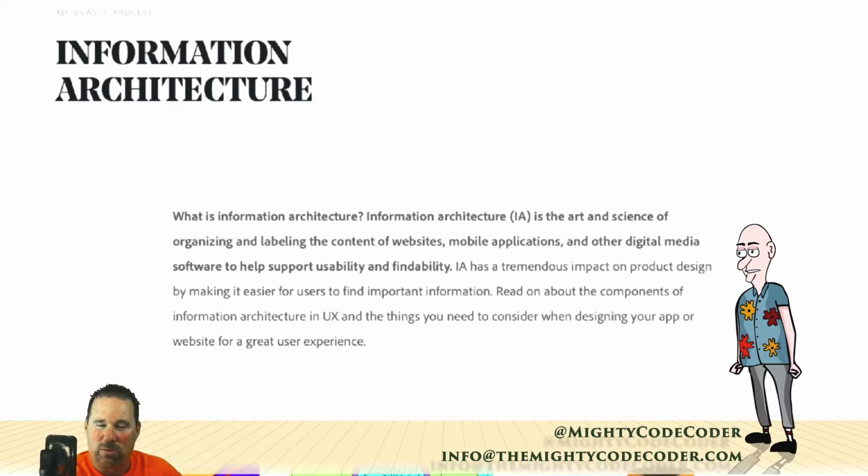Now, I'm not sure if that's what magazines call it and if that term has been around for a while, but I guarantee you there's people that are responsible for information architecture at web companies. All right. And what it says is: information architecture, IA, not AI, IA, is the art and science of organizing and labeling the content of websites, mobile applications, and other digital software to help support usability and findability.